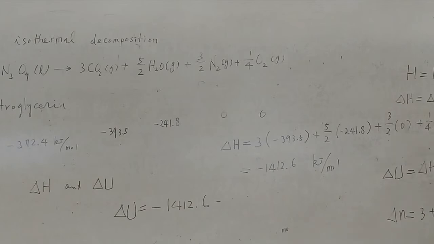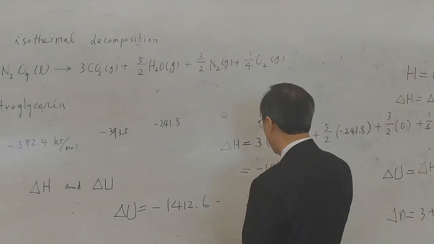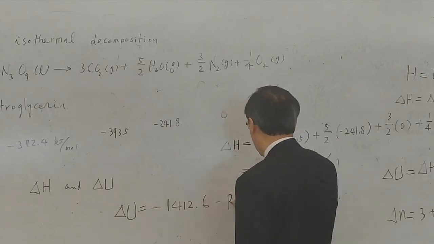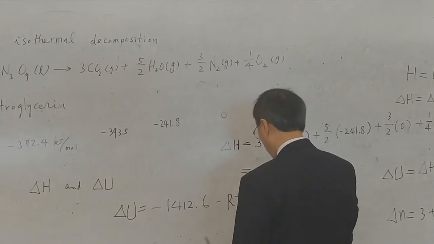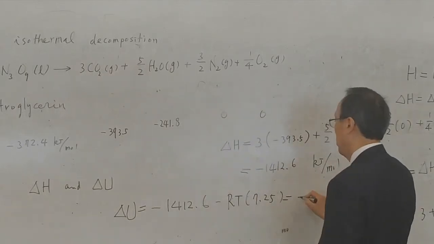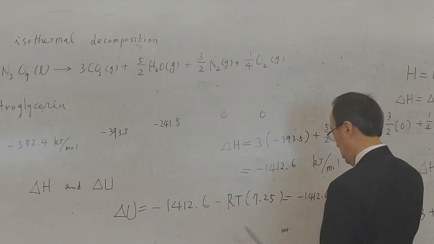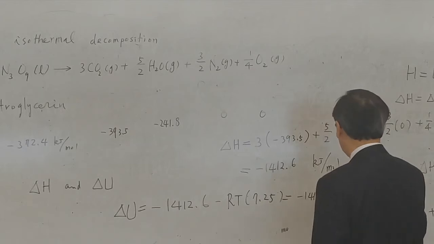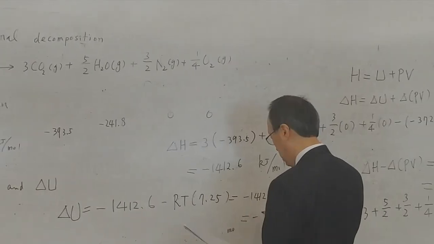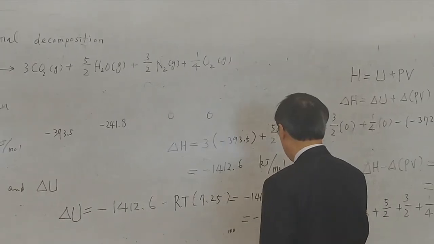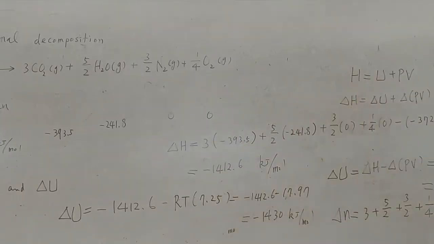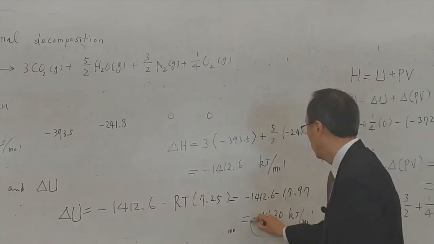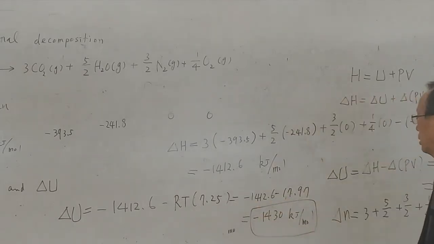RT delta N equals 7.25, so delta H minus RT delta N equals minus 1797 minus 12.6, equal to minus 1430 kilojoule per mole. So delta U equals minus 1430 kilojoule per mole.